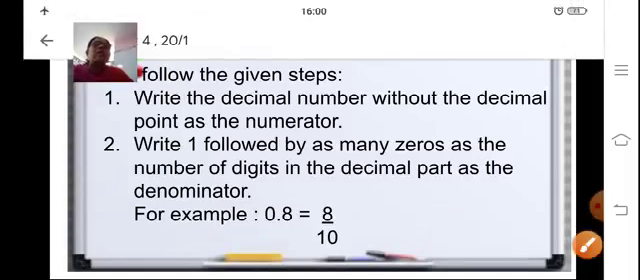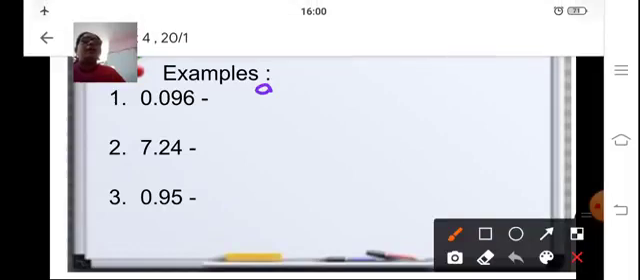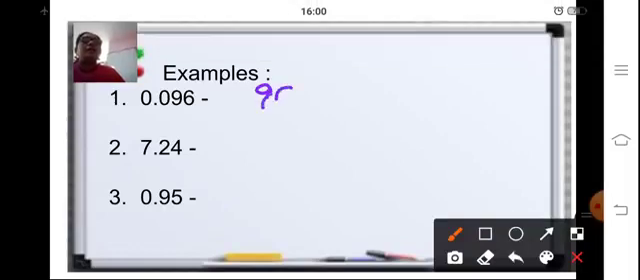Okay, so let us start with an example. You'll understand better. Now 0.096. Here write the number as it is without the decimal point. So that will be 96. Now after the decimal point, how many places? 0, 9 and 6. So that is 3 places. That means in the denominator you write the number as 1000.